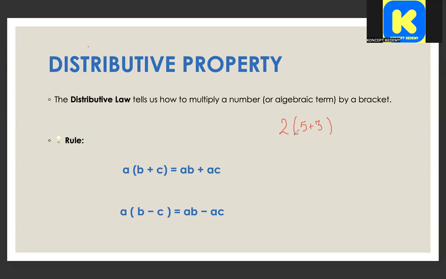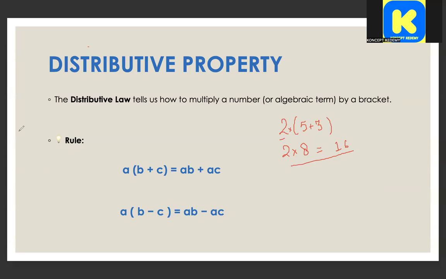Here one thing you need to note: if there is no sign between a number and the bracket, that means there will be a multiplication sign. So now if I go with the previous method, the BODMAS way, I will add these two things inside the bracket, then multiply by 2. So this will be 2 into 5 plus 3, 8. So 2 times 8 is equal to 16. So I got the answer 16. This is the one method, which is known as BODMAS.